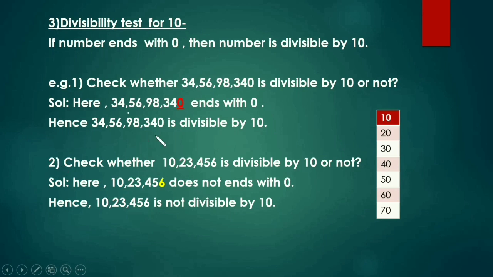Now consider the second example. Check whether 10 lakh 23,456 is divisible by 10 or not. So what are you observing here? This 10 lakh 23,456 does not end with 0. What do we have to consider then? This number is not divisible by 10.